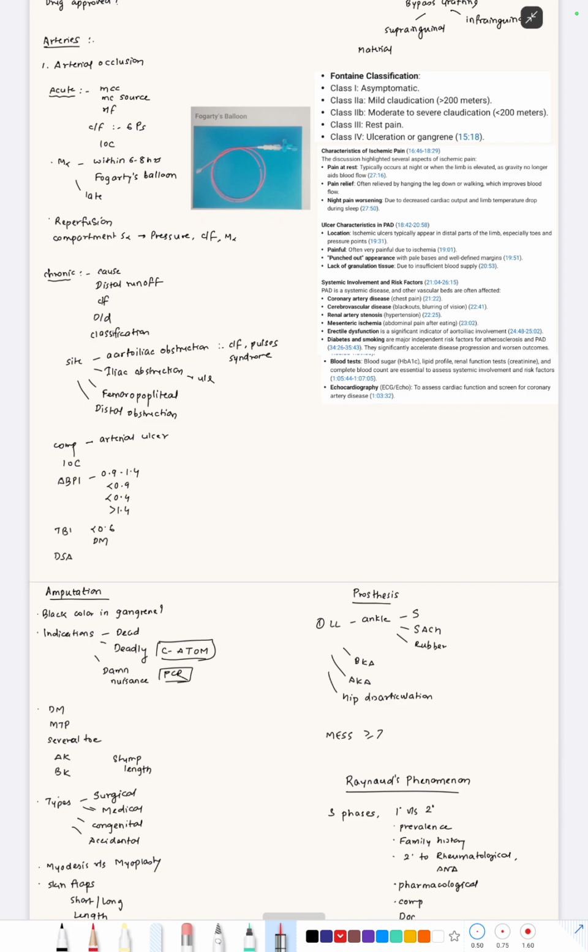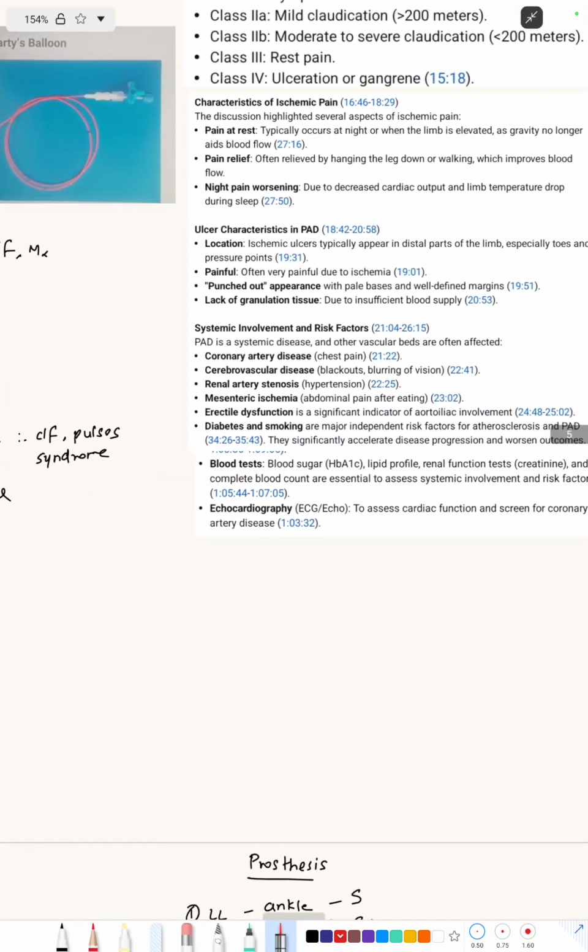Now, the characteristics of ischemic pain: there is pain at rest. The pain is relieved by hanging the legs down, because gravity helps the flow of blood. Night pain worsening is seen because there is decreased cardiac output during the night time, as well as the limb temperature dropping.